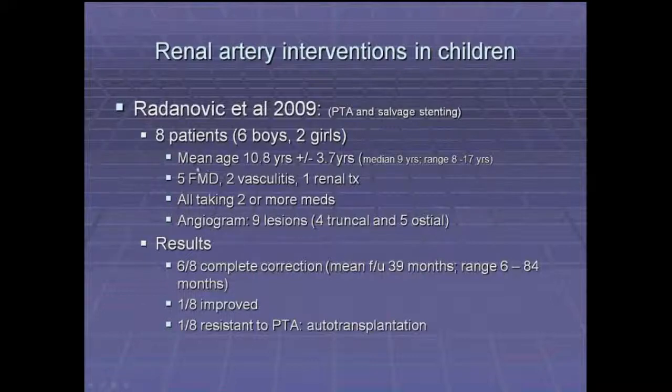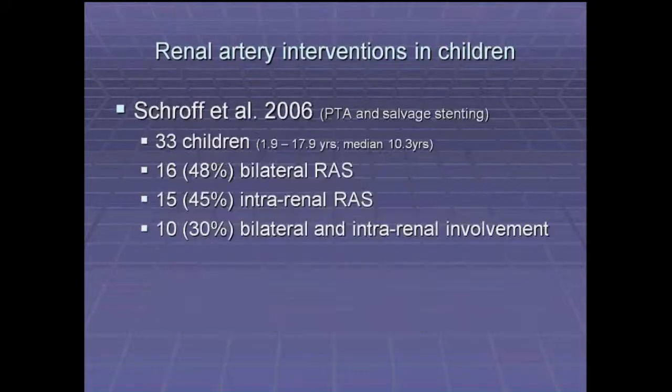European group here. They performed angioplasty in 8 patients, mean age around 10, 5 FMD, various vascular disease, right? All were taking 2 or more medications. Angiograms showed 9 lesions. The results: 6 out of 8 had complete correction, right? With a mean follow-up of about 39 months or so, right? 1 of 8 improved, and 1 was just resistant. So, in that small series, it was pretty effective.